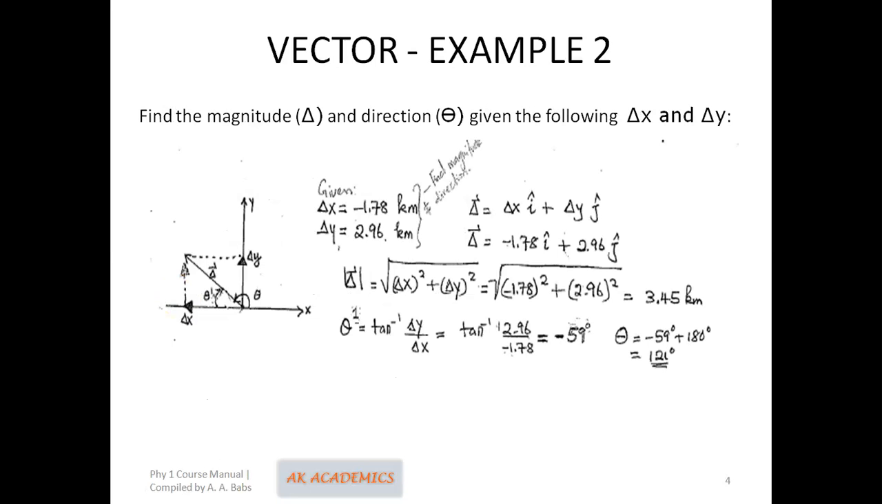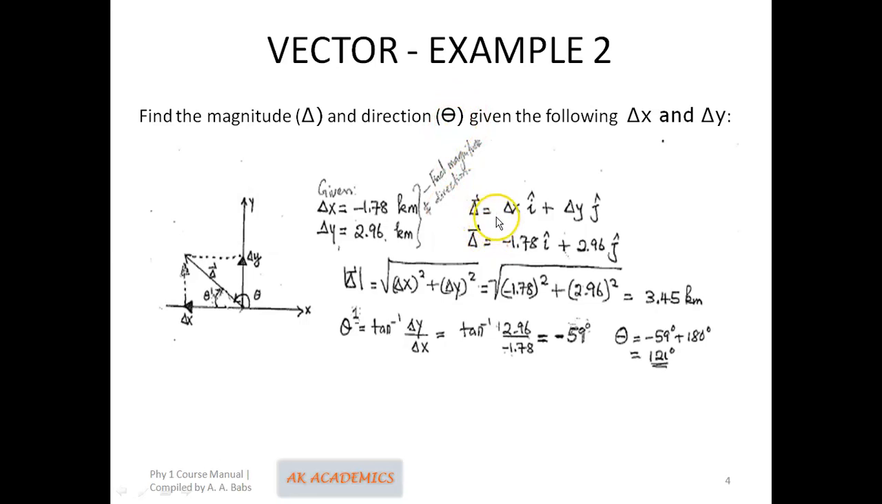The second example says find the magnitude and direction given the following change in x and change in y. And this pretty much looks like the first example that we solved. So given that change in x is minus 1.78 kilometers and change in y is 2.96 kilometers, find the magnitude, the delta, and the direction theta.